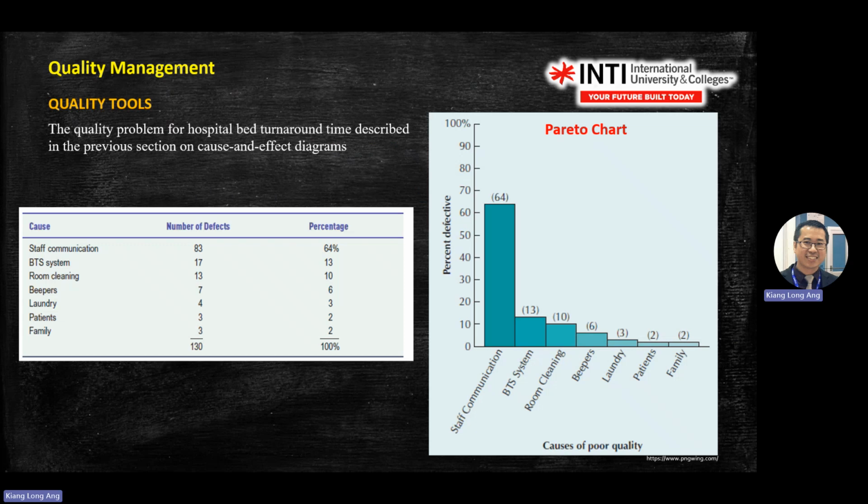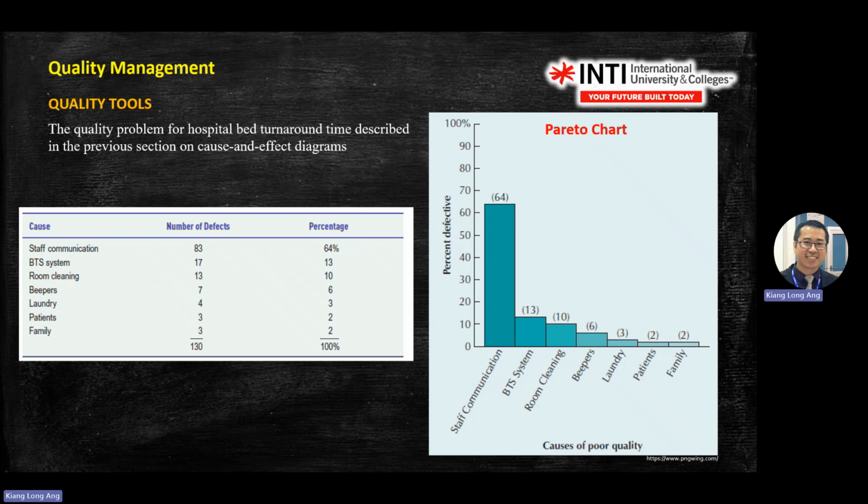So you change the data into Pareto. For example, staff communication, we still use the hospital case to transfer the data. So you have the causes here, number of defects, you register how many, then total defect is 130, then you do calculation. 83 out of 130 is 64%, 17 out of 130 is 30%. You calculate the percentage, you plot it into a Pareto chart.